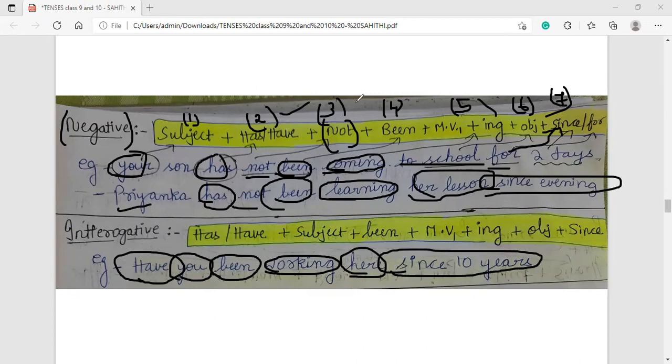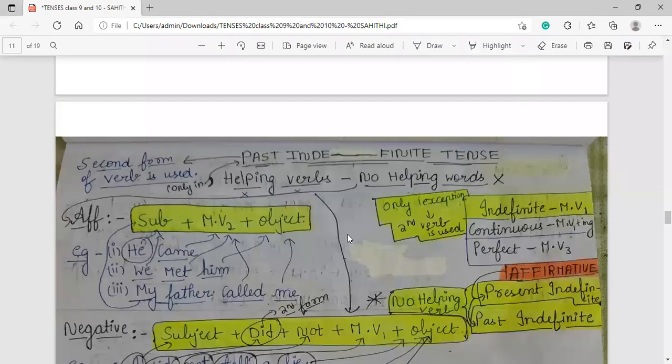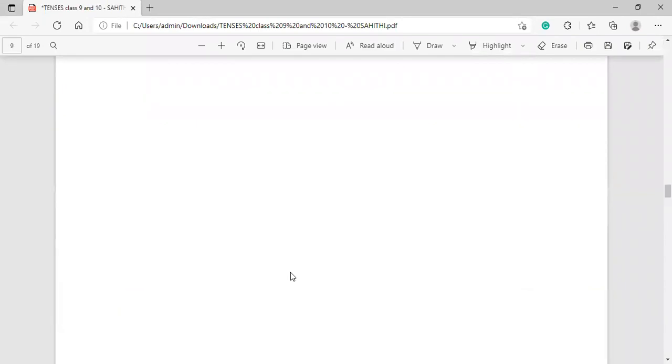Okay, so this is all about the interrogatives. Got it? Now clear, no? So this past indefinite tense we will start in the next class. Until then, goodbye, take care.